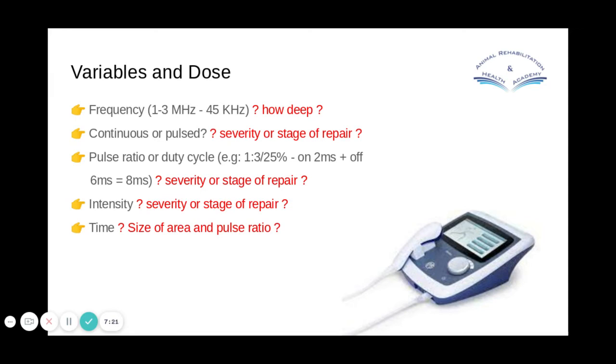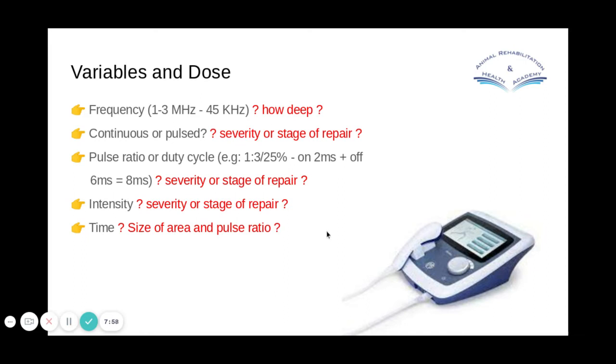Now, if we decide we want to pulse the beam, we then need to ask ourselves at what ratio we want to pulse that. This again will come down to how severe it is, what stage of repair you are in. You will decide if you're further along between acute and chronic. You may select then a pulse ratio that will pulse that beam at a certain duty cycle. And again, this all comes down to your clinical reasoning and your understanding of what stage we are with that repair and how severe the condition is.